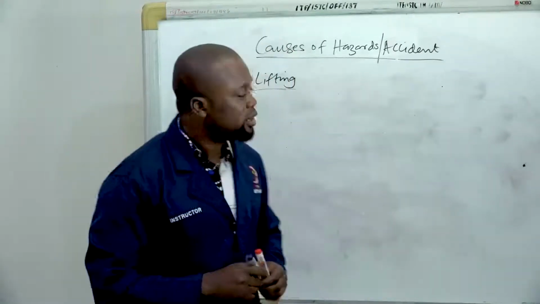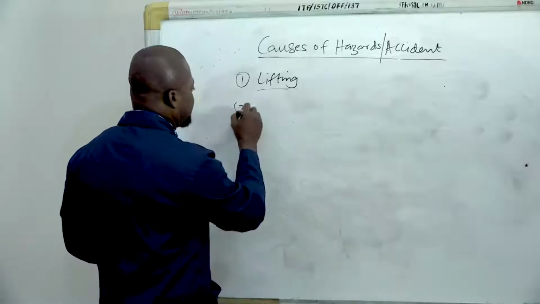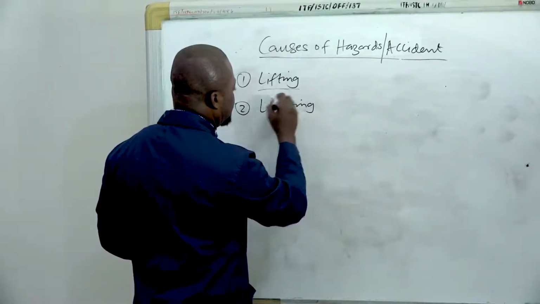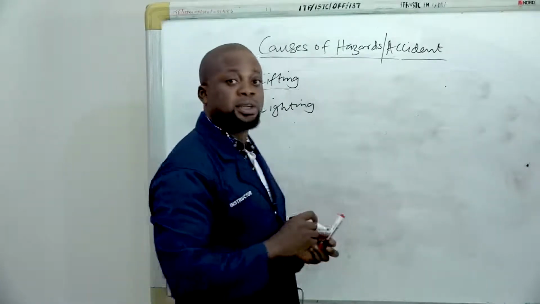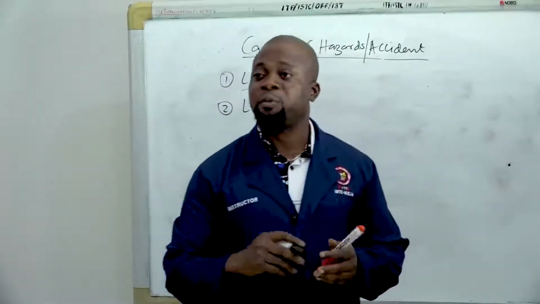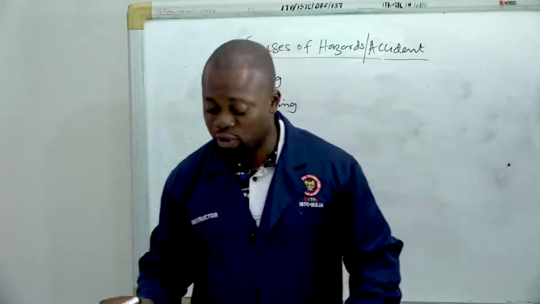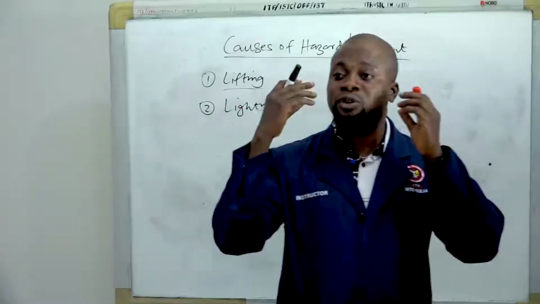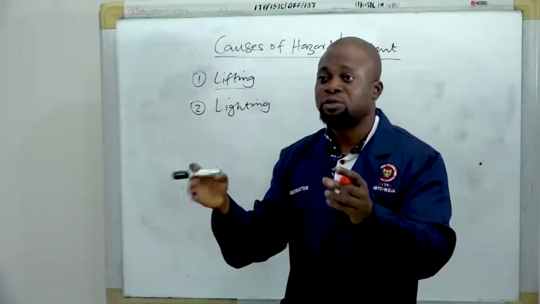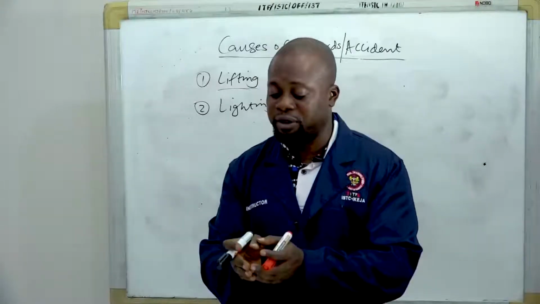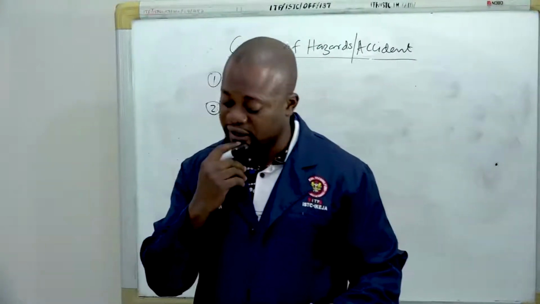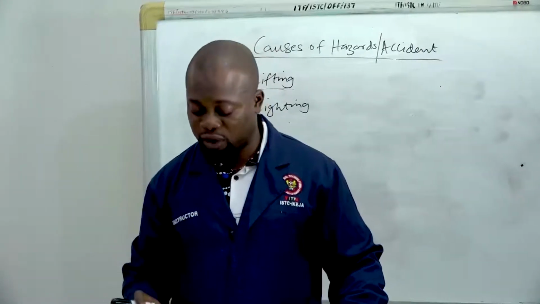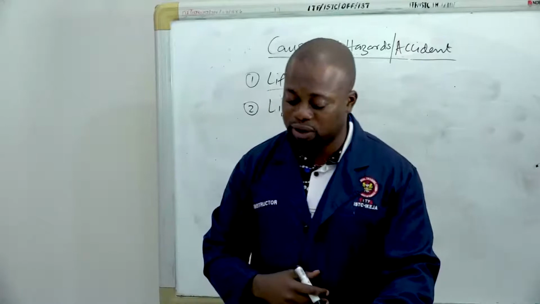And of course, lighting. As you can see, improper lighting, poor lighting can be a major cause of trips. If you are working in a confined environment and there is no proper lighting, it can lead to trips and falls. So this is one of the causes of workplace injury.